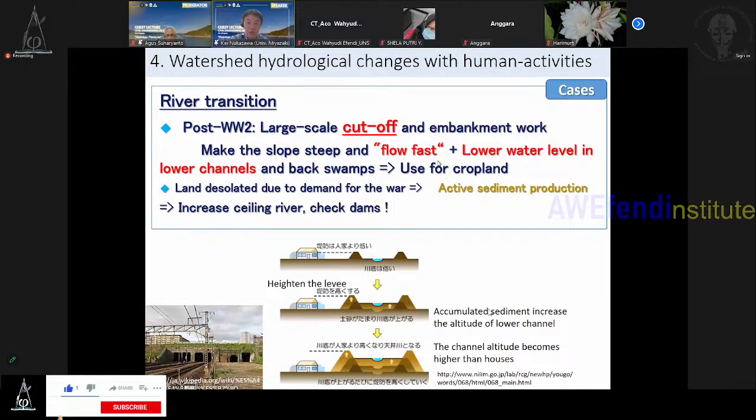And also, the last advantage I didn't explain: cutoff lowers the water level around the river. So that means after cutoff, the land around the river can be used for agricultural land. So it was not only for flood protection, but also agriculture. So governments preferred to choose the strategy of cutoff.